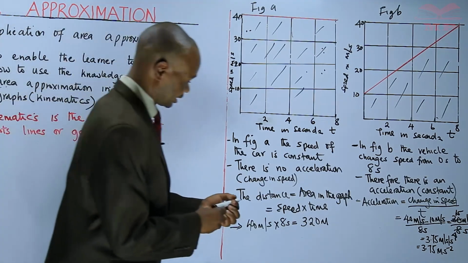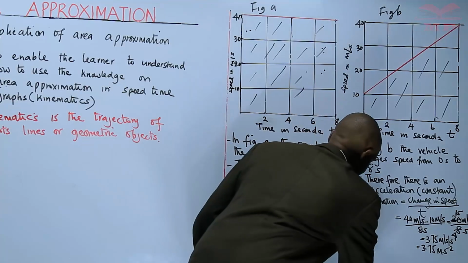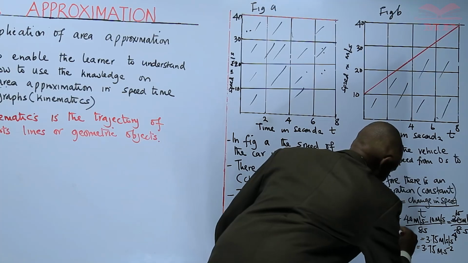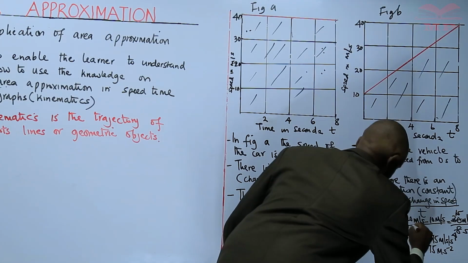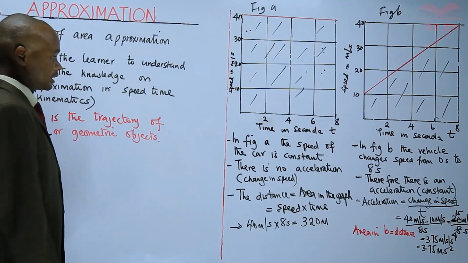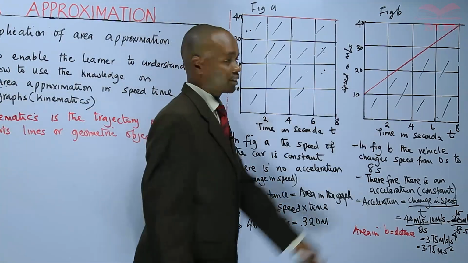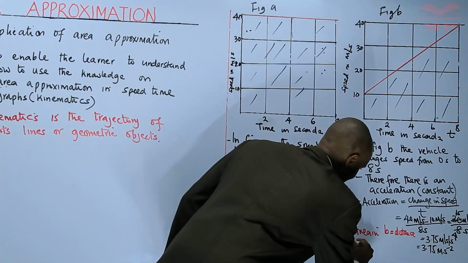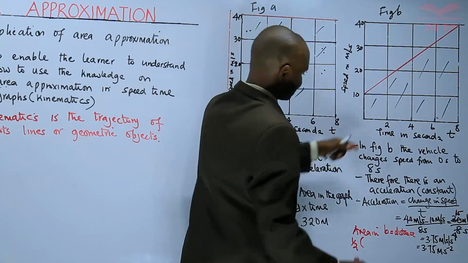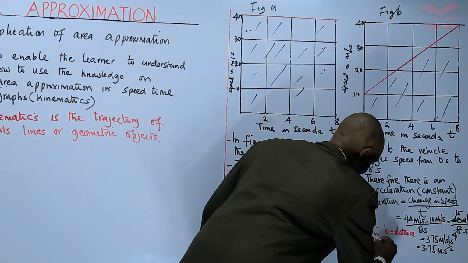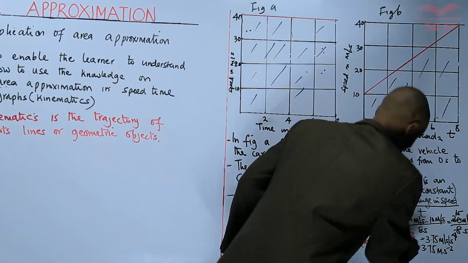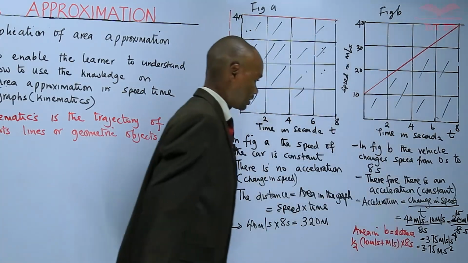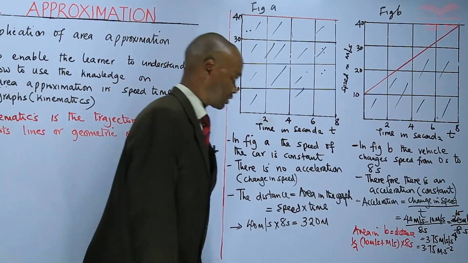So to continue, we had not finished there. So the area in B, I can just use this space. Area in B will also be equal to distance, and there is a trapezium. It is a trapezium, so it will be given by a half sum of the parallel sides, 10 meters per second plus 40 meters per second, times 8 seconds.